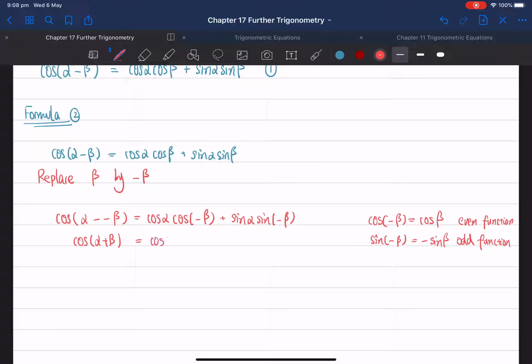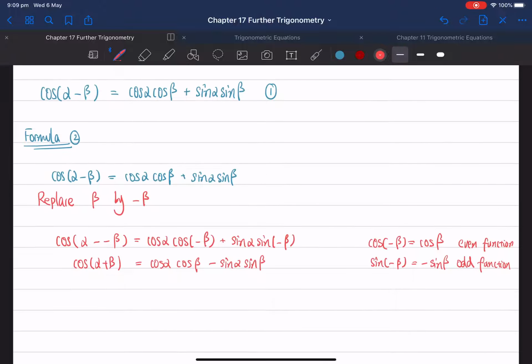So that gives you cosine alpha cosine beta, since they are equal to each other, it's positive. However, on this side here, that becomes a negative sine beta. So we're going to change that positive to minus. Minus sine alpha sine beta. So here is our second formula.